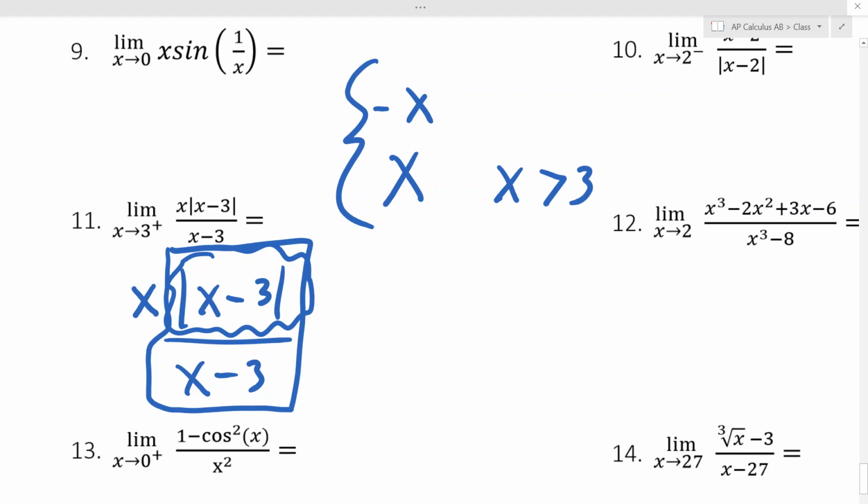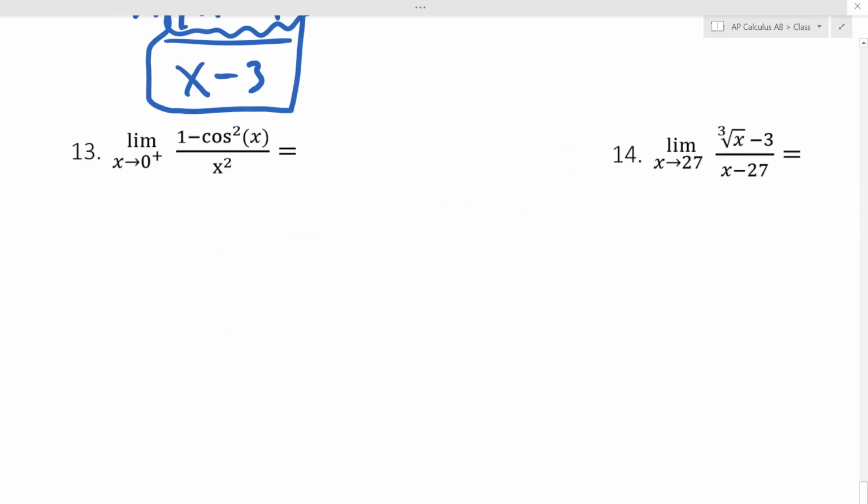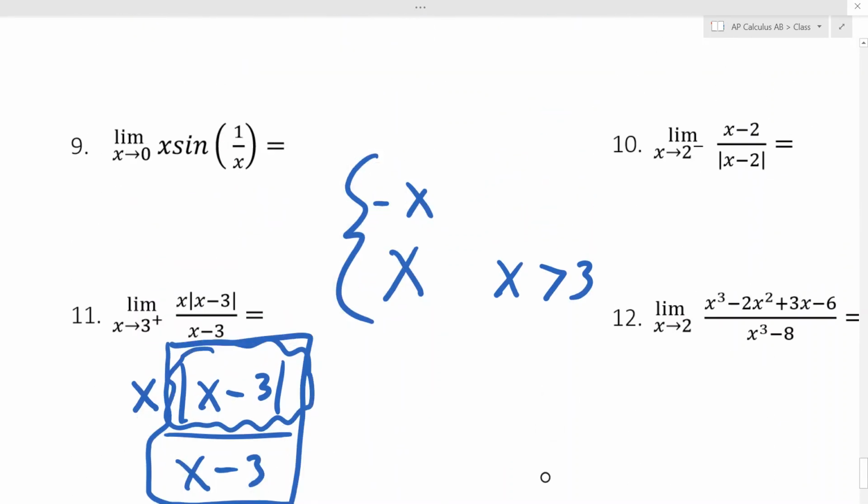It's going to equal -x when x is less than 3. We're going to spend some more time doing these, but that's what's going on. That's all that absolute value thing does, okay? It either leaves it alone or changes its sign.